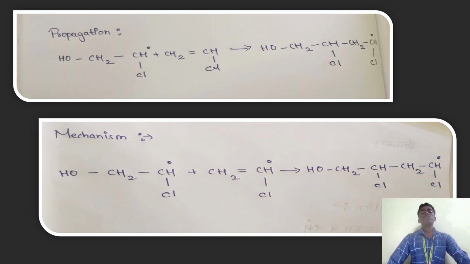The mechanism of the propagation step is: you can see the vinyl chloride, CH2 double bond CHCl, joins the OH single bond CH2 single bond CH radical with Cl. It forms OH single bond CH2 single bond CHCl single bond CH2, and again a radical CHCl.